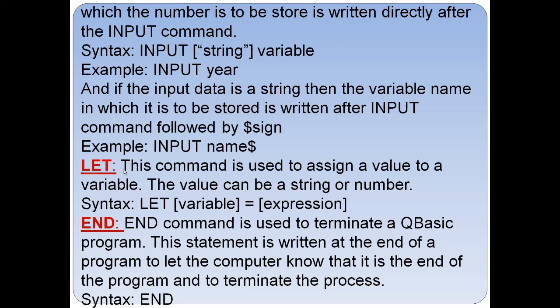Now the LET command. This command is used to assign a value to a variable. The value can be a string or a number. Syntax: LET variable = expression. When you use the LET command, you write LET, then the variable. Suppose you are taking variable x or a, you write that here, and then the expression which you want to execute in the program.